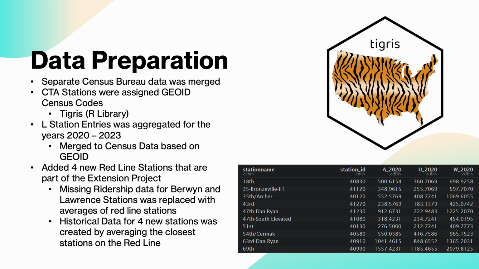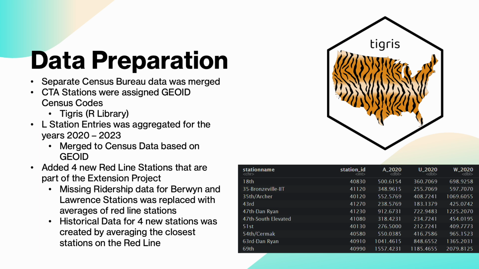So first, we had to prepare the data. This included a lot of merging the different data sets together, and then using this Tigris library to assign census codes to make sure we could match everything up with the correct census data. Tigris is a library that is specifically meant for handling census data in R, and there's a Python version as well if you're interested.